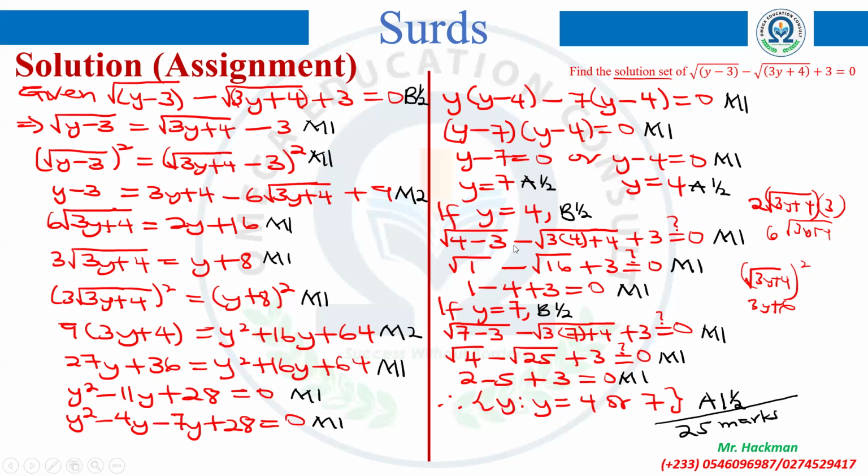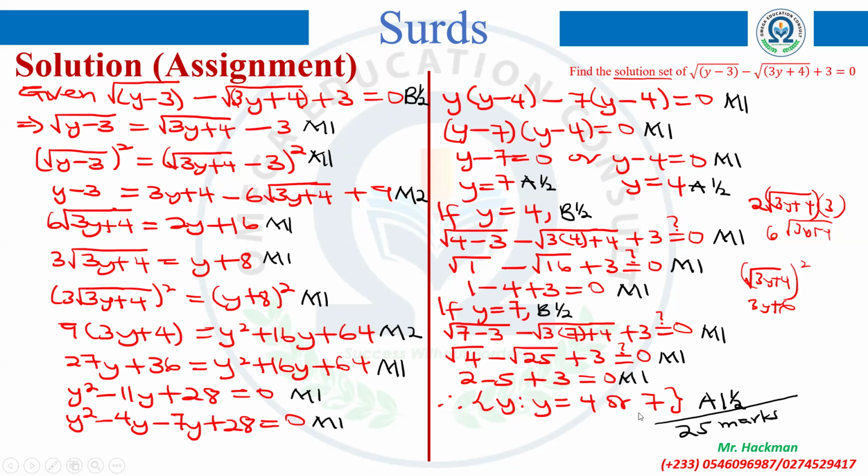So if I substitute 4, 4 minus 3 will give me 1, so it will be root of 1, minus, this will give me 12 plus 4, which will give me root of 16, then plus 3. Is it equal to 0? You know root of 1 is 1, minus root of 16 is 4, plus 3, and obviously this gives us 0. Then you do the same for 7. If y is equal to 7, you substitute and do exactly the same thing that we did here, and you realize that it will also satisfy, or make the equation valid.